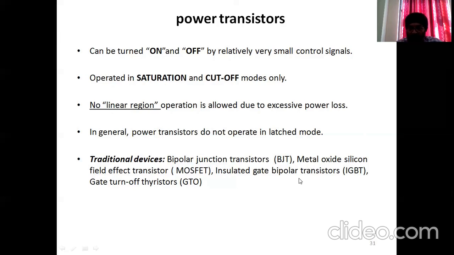We also know that these transistors do not have a latched mode. The forward characteristics resemble the diode characteristics. No latching is required. At some threshold, they start to conduct. In the power transistor family, we have these types of devices: bipolar junction transistors, metal oxide silicon field effect transistors, also called MOSFET, insulated gate bipolar transistors, also called IGBT. We'll be talking about these in abbreviated form. And gate turn-off thyristors, GTO.